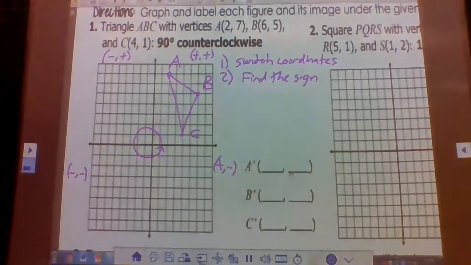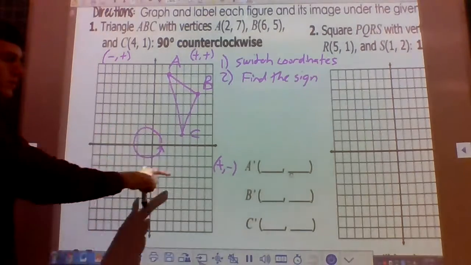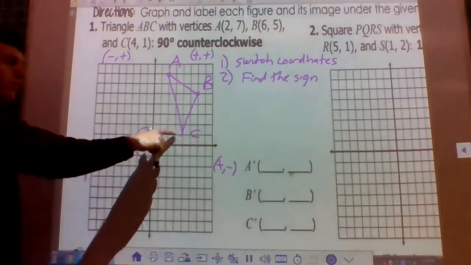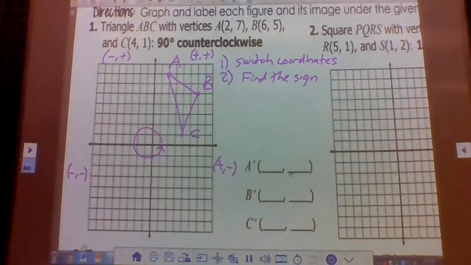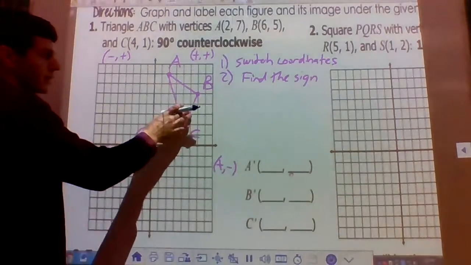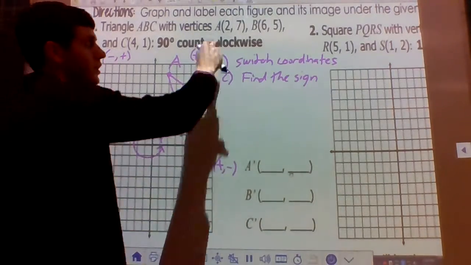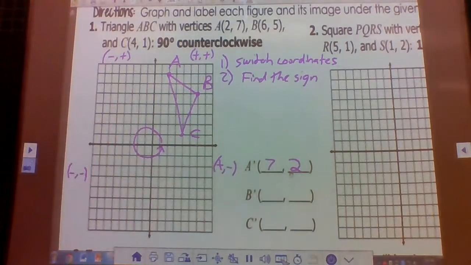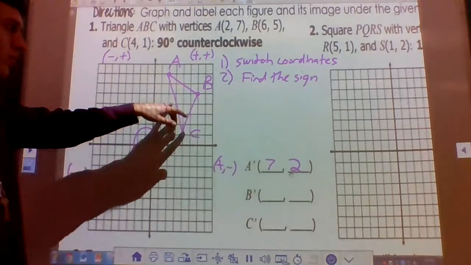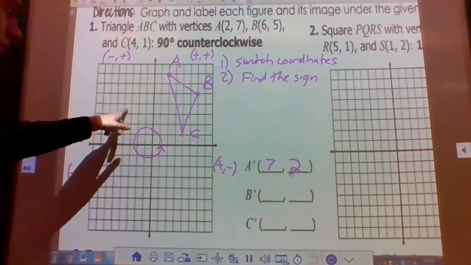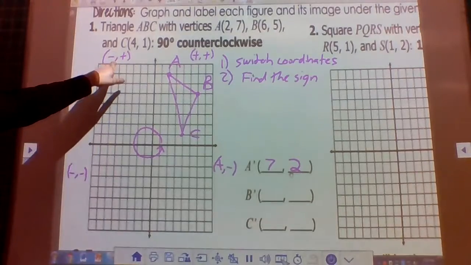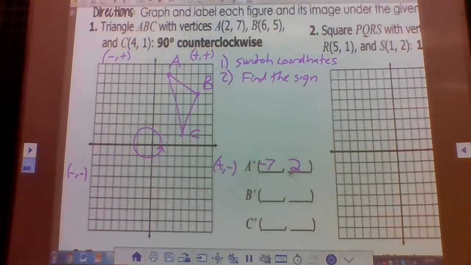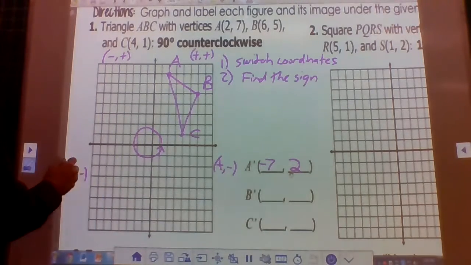Okay. So let's look at A. We're going counterclockwise, so we're going this way. 90 degrees is a quarter of the way around. So if we have 4 quadrants, we're only going 1 quadrant over for a 90-degree rotation. So our first step is to switch the coordinates. So 2, 7 is going to become 7, 2. And then we need to look for the signs. So right now A is in quadrant 1. We're going 90 degrees counterclockwise, so it's going to end up in quadrant 2. And the signs for quadrant 2 are negative, positive. So it's a negative 7 and a positive 2. Okay.